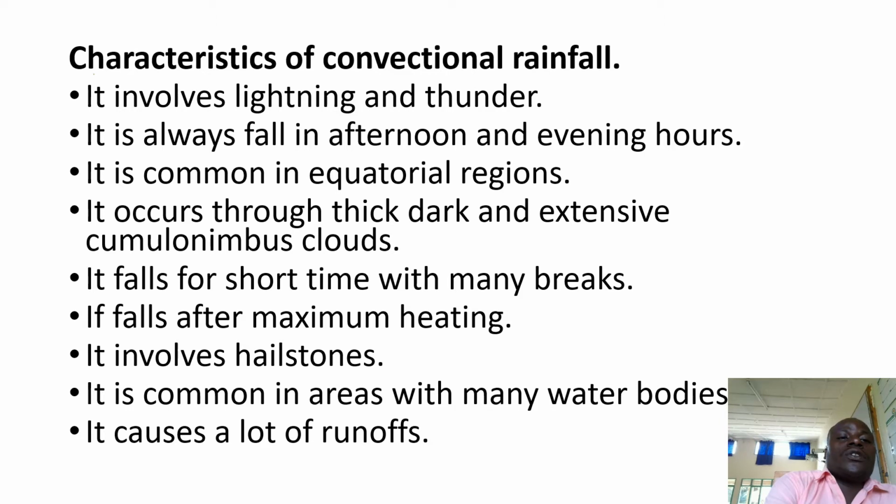Characteristics of convectional rainfall. What are the characteristics, features? If rainfall is occurring in a certain place, if it is raining in a certain place, how do you tell that this type is convection? Okay, you can base on the following characteristics. It involves lightning and thunder. These ones are common.